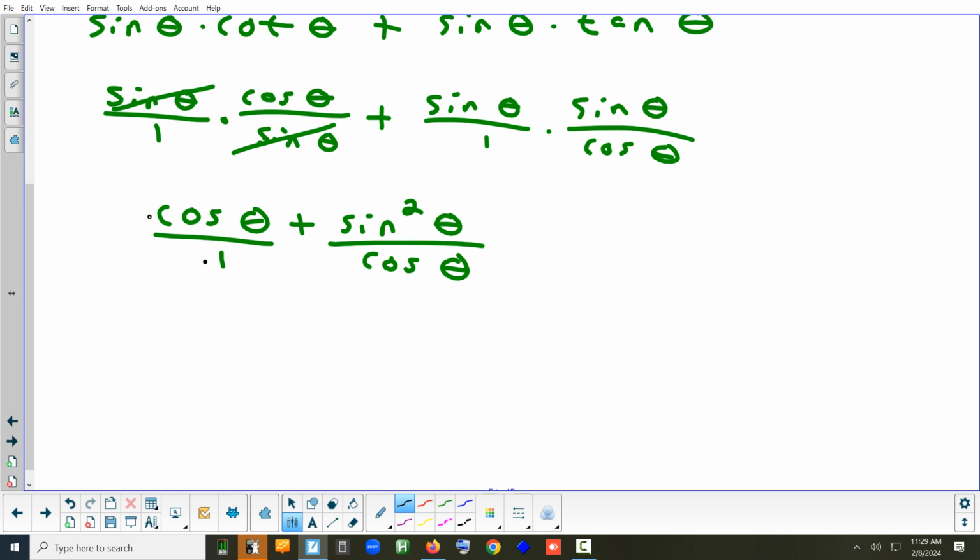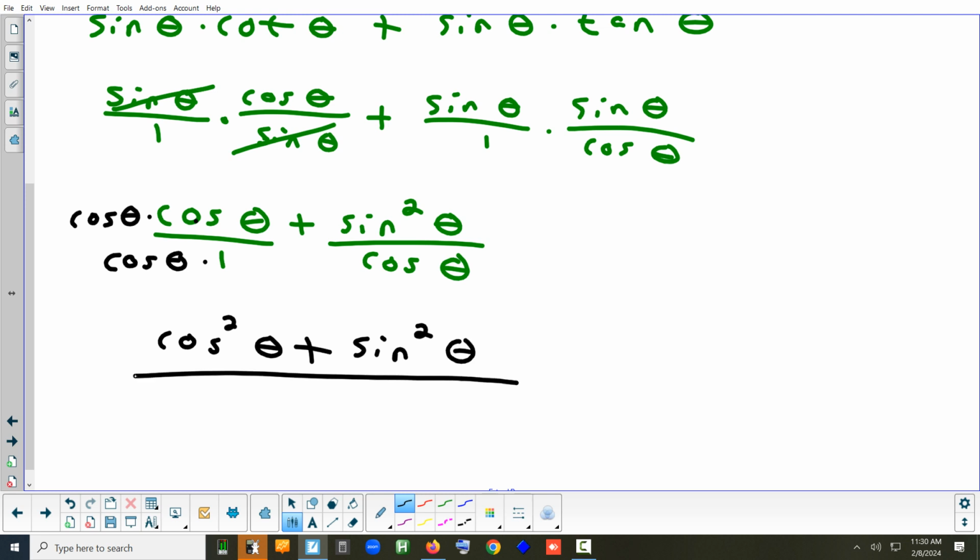This denominator is a 1. We want to make it the same as that denominator. So multiply the bottom and top by cosine. What's cosine times cosine? Cosine squared. Nothing changed in the second fraction. That's still sine squared. And the bottom is now all divided by cosine. So now we've used the trick of changing to sines and cosines. We found a common denominator. There's no other tricks. There's something there you have to recognize that simplifies.